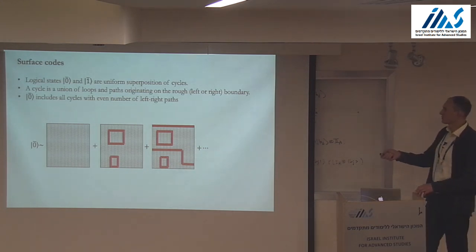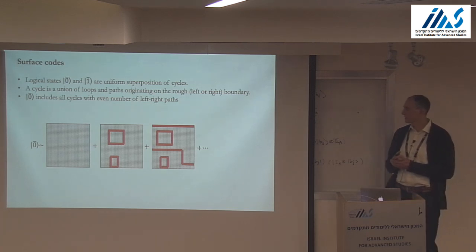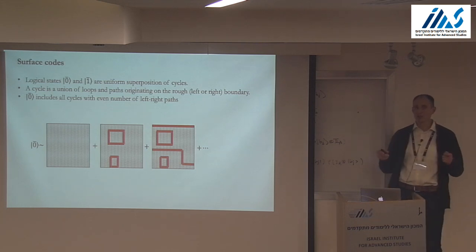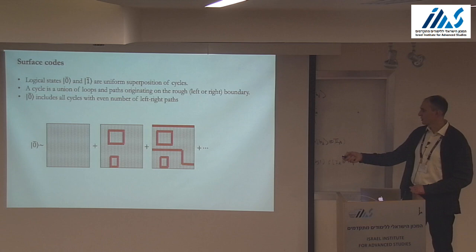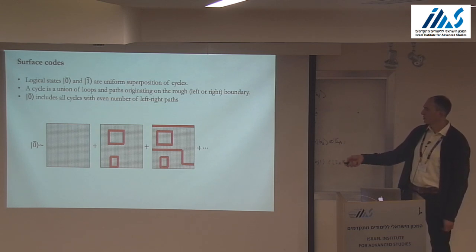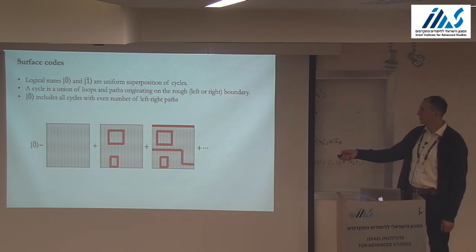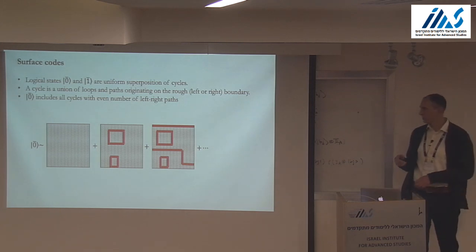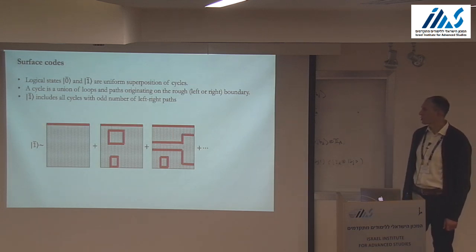And so encoded 0 and 1 states can be understood in terms of cycles on the graph. A cycle is just a set of edges with the property that any vertex has an even number of incident edges. And here I consider a surface code with very large code distance, and the logical 0 state would be a superposition of the state where we don't have any cycles, and states with some loops. And we also may have paths that connect the left and the right boundaries. But the number of such left-right paths must be even. And the logical 1 state is defined the same way, but the number of left-right paths must be odd.